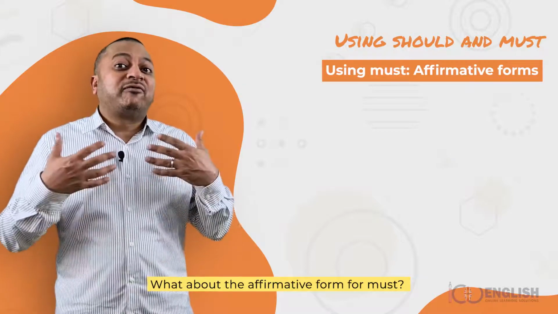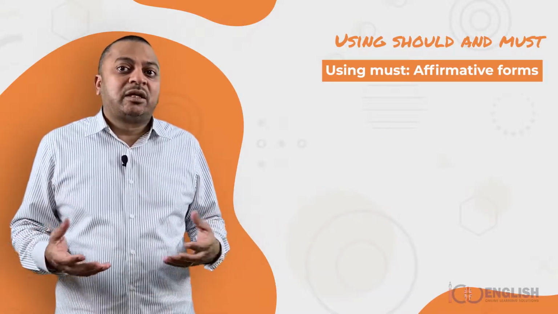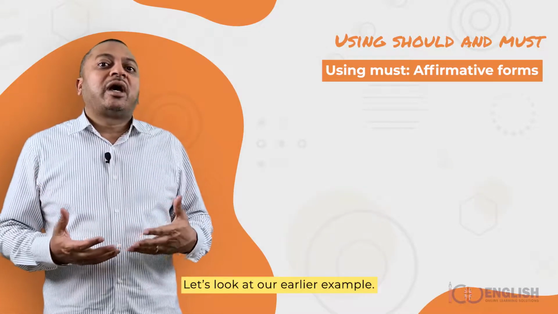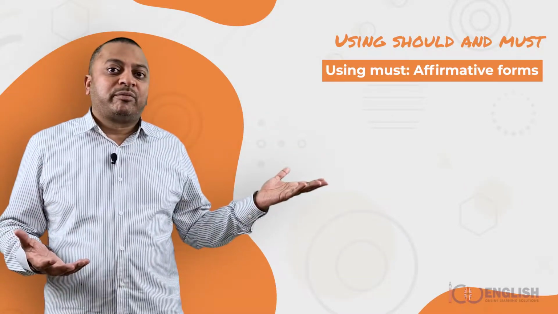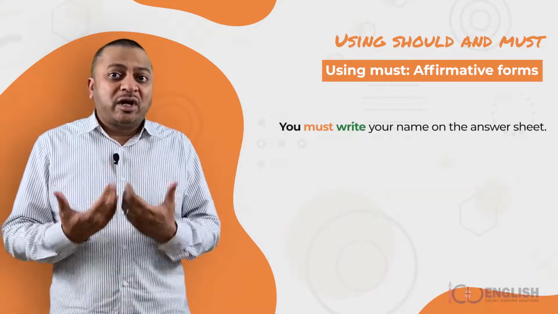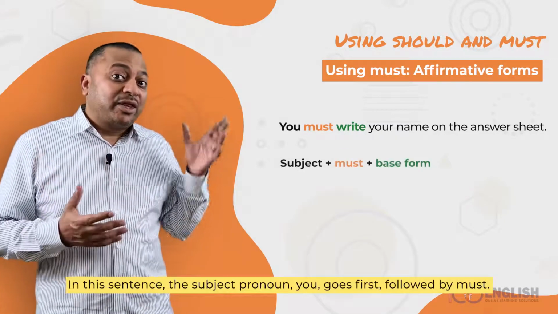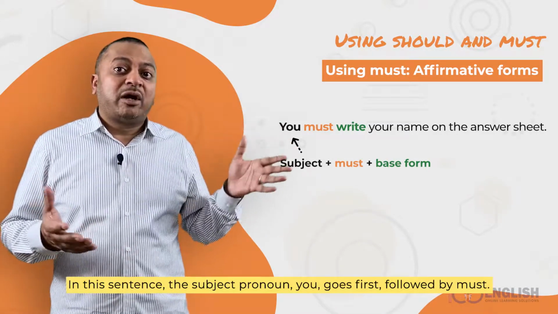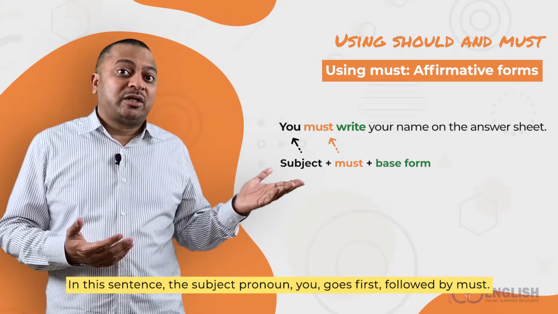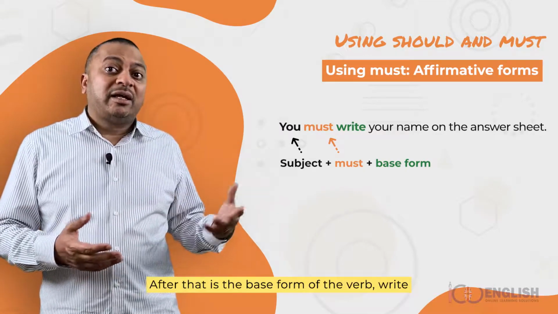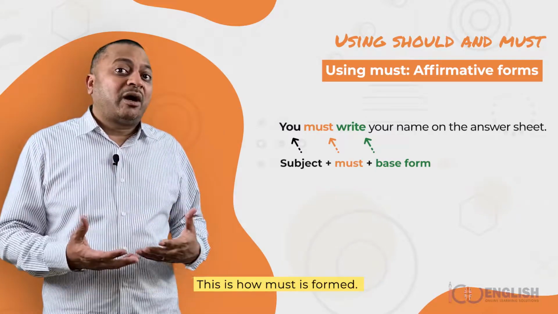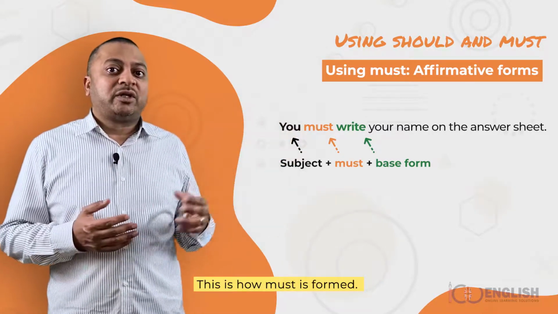What about the affirmative form for must? How do we form it? Let's look at our earlier example. You must write your name on the answer sheet. In this sentence, the subject pronoun you goes first, followed by must. After that is the base form of the verb write. This is how must is formed.